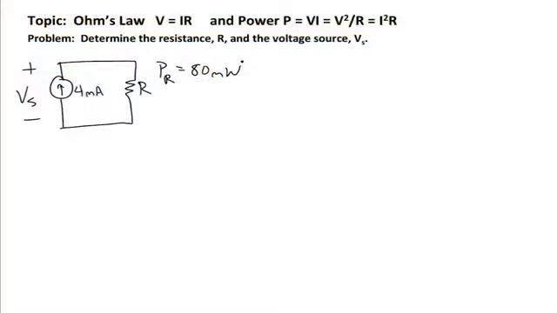The topic of this problem is Ohm's law and also using the well-known equation for power as well. The problem is determine the resistance R and the voltage source V sub S. So we have a current source on the left-hand side of the circuit that also has a voltage associated with it, and that's the V sub S that we're looking for.